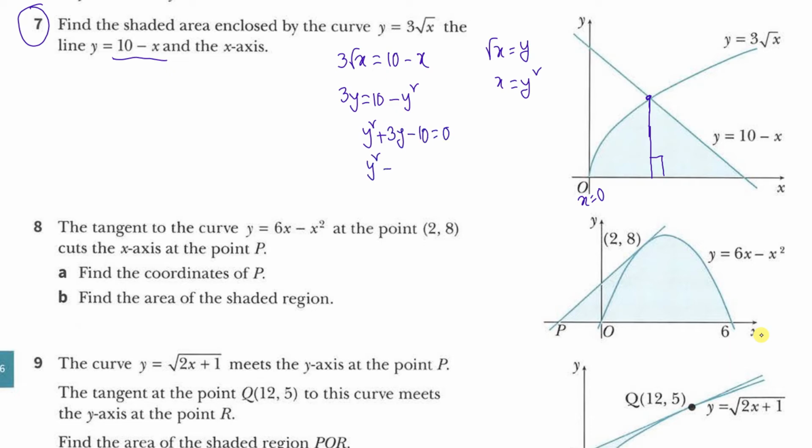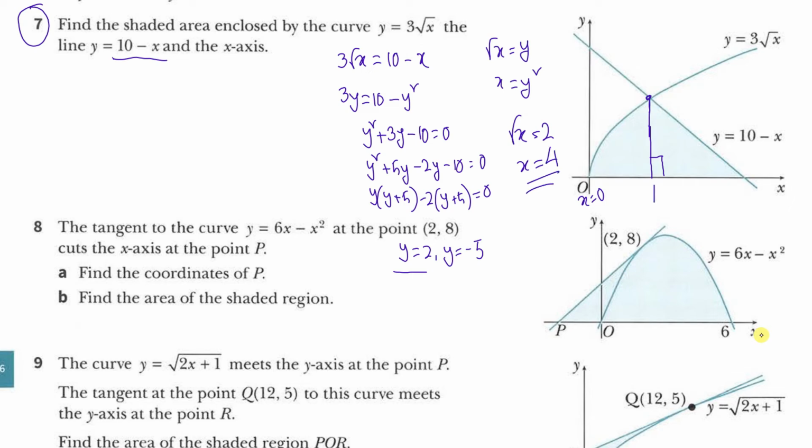Now factorize: y square plus 5y minus 2y minus 10 equals 0. If we take y common, then y plus 5. Another part, if we take minus 2 common, y plus 5 equals 0. So two values: y equals 2, and another, y equals negative 5. We would not consider the negative value. So our value of y we got from here is y equals 2. So root x equals 2. Then if we square both sides, x equals 4. So this is our value we got from here, 4.